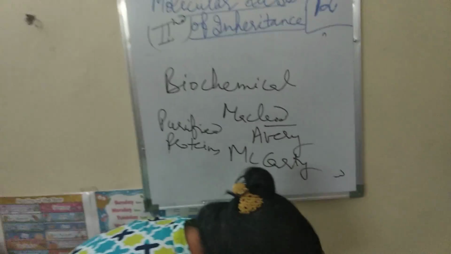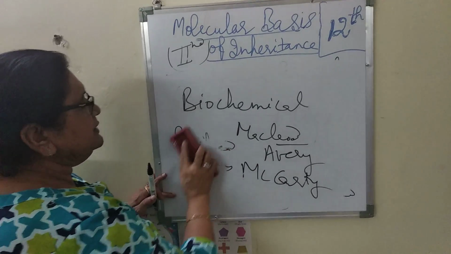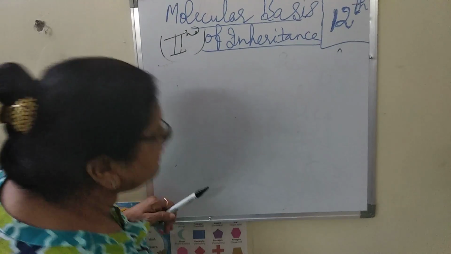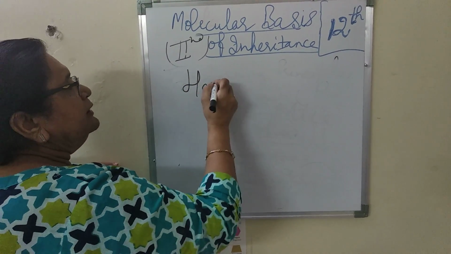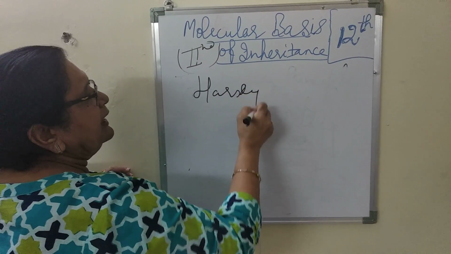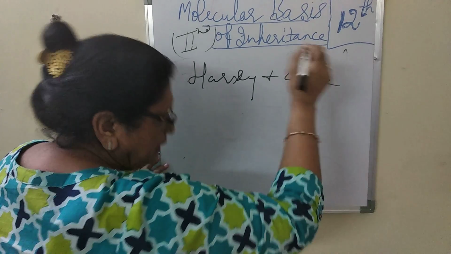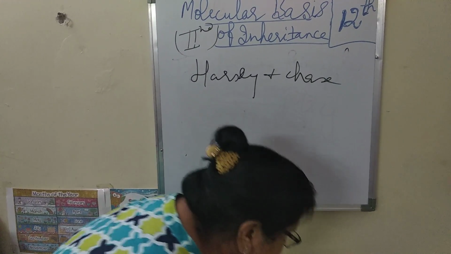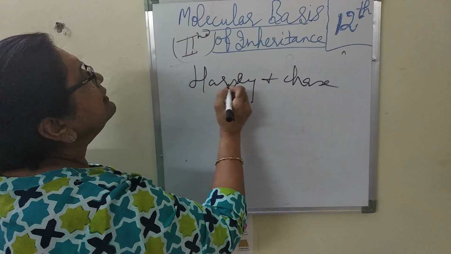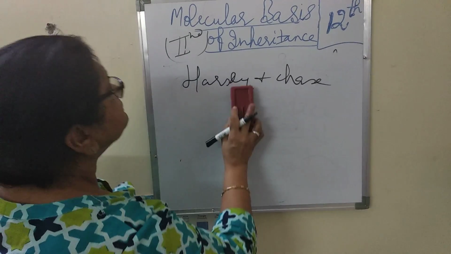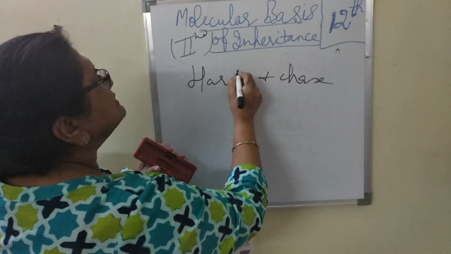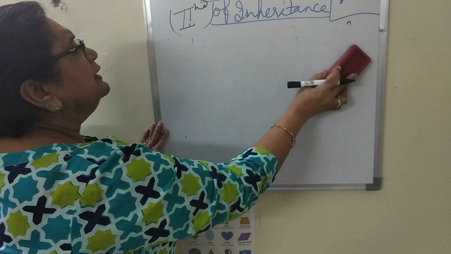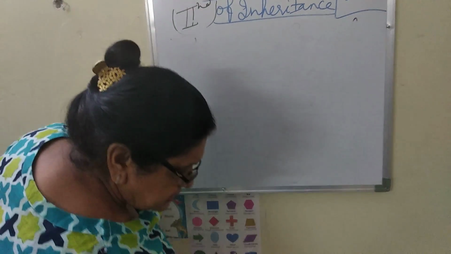Then comes the next experiment, done by the scientists called Hershey and Chase. It is a very important experiment for the board. The Hershey and Chase experiment was again done on bacteriophages.